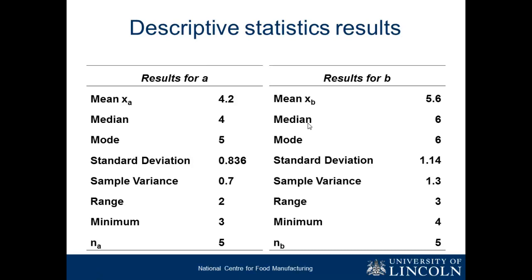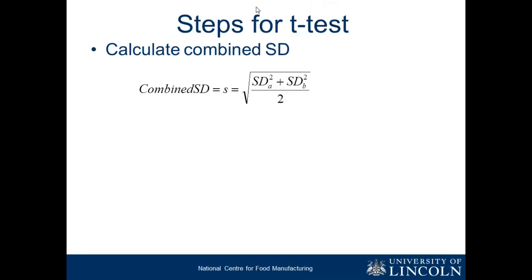Okay, now what I think is very important that I need to explain now is how you get the combined standard deviation. You only have the standard deviation for A and the standard deviation for B. We need to calculate the combined standard deviation, and this is the formula you use. It is the standard deviation of A squared plus the standard deviation of B squared, then divided by 2, and you find the square root of that to get the combined standard deviation.